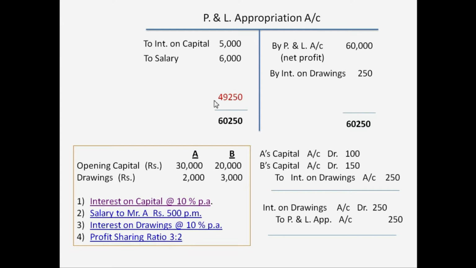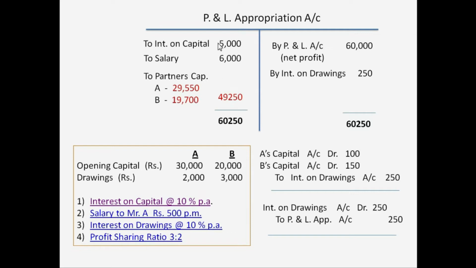So now directly we will transfer this divisible profit to their capital account. So to partners capital account, A will get 29,550 and B will get 19,700. So this is the divisible profit distributed between A and B in 3:2 ratio. And now we can easily compose the entry for this purpose. This is the divisible profit and it is transferred to partners capital.